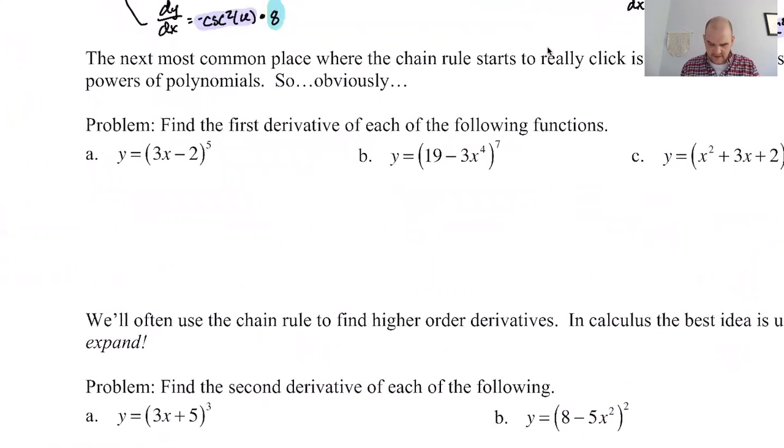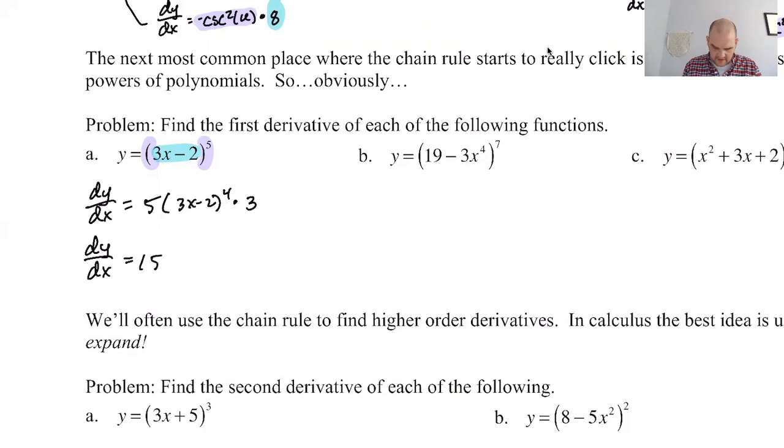So let's see if we can do it. I'll keep highlighting, but you want to move away from that if you can. I see something to the fifth, and then it's, what to the fifth? Well, this thing to the fifth. So the derivative dy/dx is going to be 5 times that thing, which is 3x minus 2, to the fourth, times the derivative of that thing. The derivative of that thing is 3. So we'll say dy/dx is 15 times (3x minus 2) to the fourth.